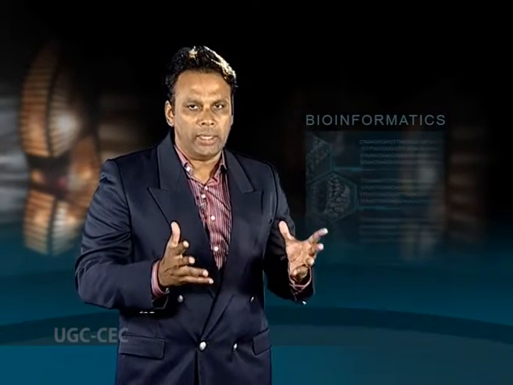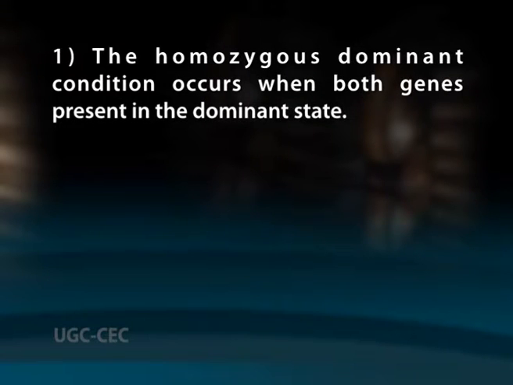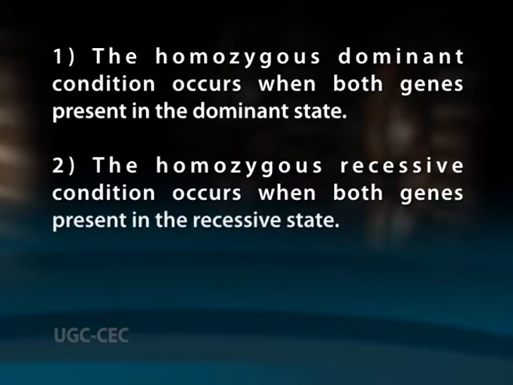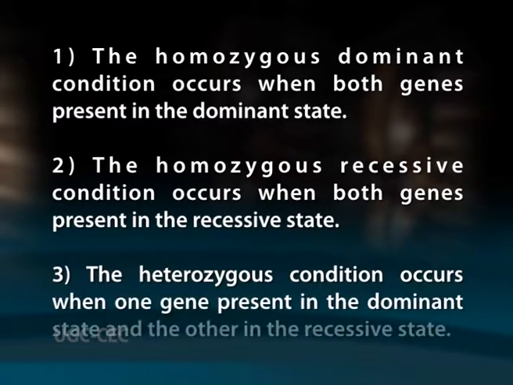They are: 1. The homozygous dominant condition occurs when both genes are present in the dominant state. 2. The homozygous recessive condition occurs when both genes are present in the recessive state. 3. The heterozygous condition occurs when one gene is present in the dominant state and the other in the recessive state.